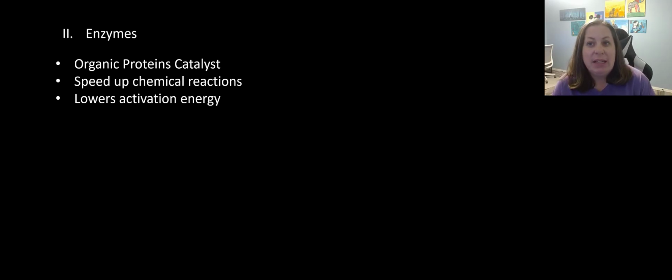So enzymes are organic protein catalysts. Okay, so they are proteins. We learned about proteins back in the chemical concepts chapter. We do see that they catalyze, they're a catalyst, they make things happen faster. So they speed up the chemical reactions. Now they do this by lowering the amount of energy required for the reaction to take place.